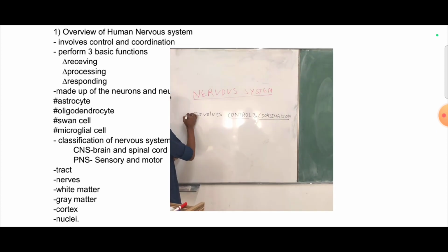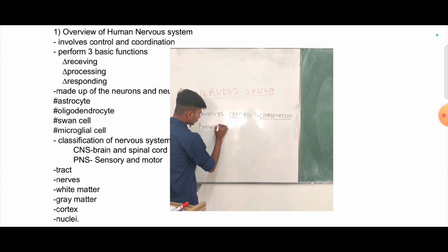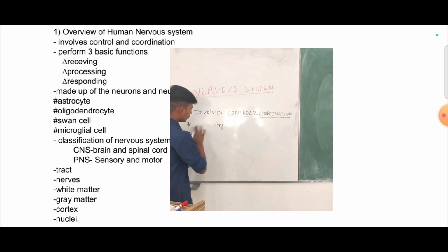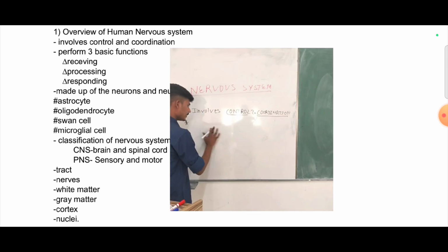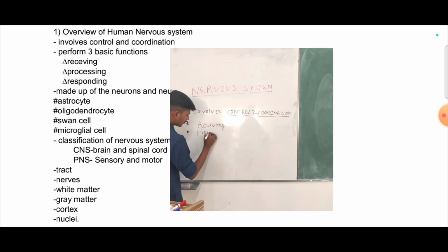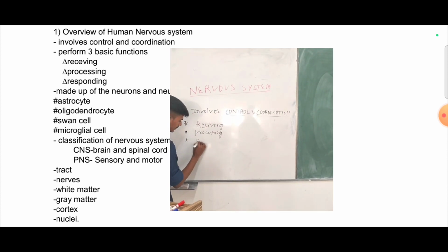The second thing about the nervous system is that there is one basic outline by which it works. First one is not processing, first one is receiving, then processing, then responding.